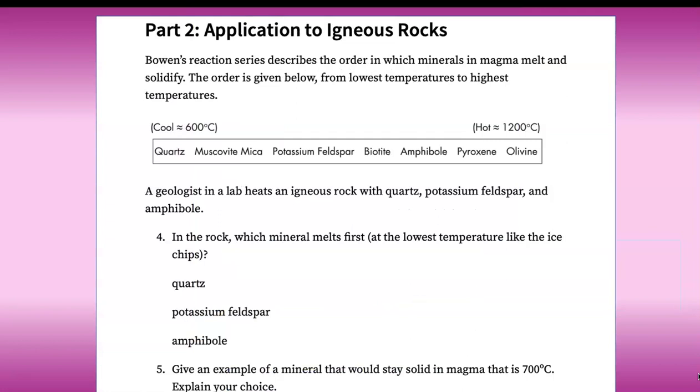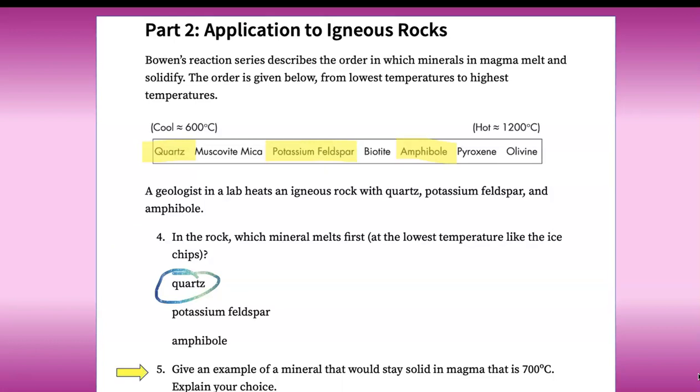So let's apply this to igneous rocks. Bowen's reaction series, as I mentioned before, describes the order in which minerals in a magma melt or solidify. And the order is given in this list here from lowest temperature to highest temperature. So imagine that a sample of igneous rock is heated that has quartz, potassium feldspar, and amphibole, these three minerals. As the temperature increases, which mineral is going to melt first? Well, it's going to be quartz, because quartz has the lowest melting temperature of all of these minerals above.